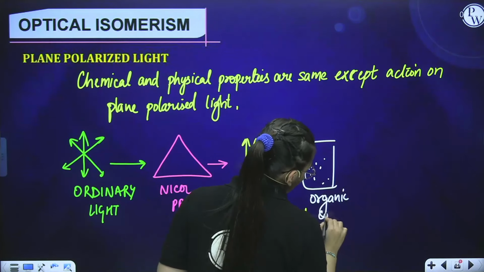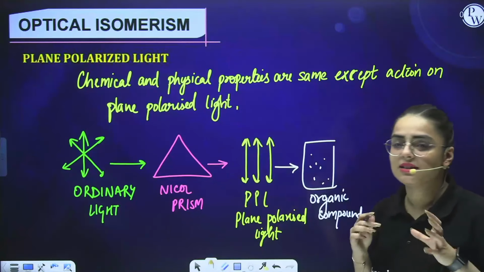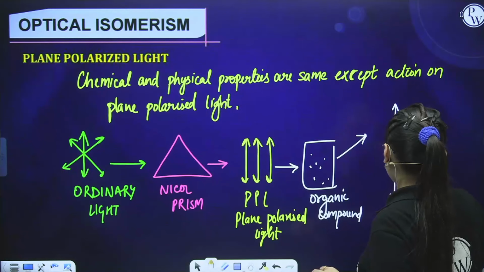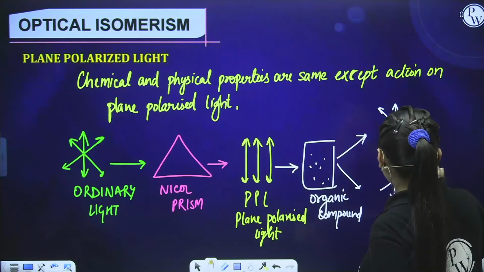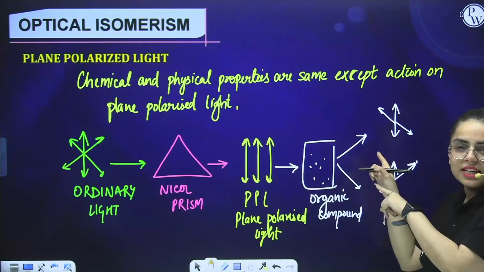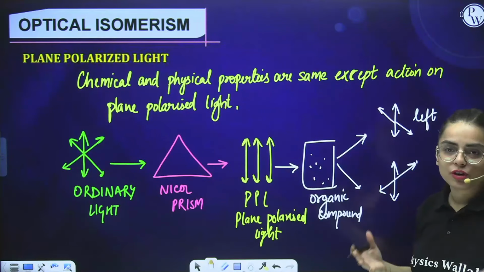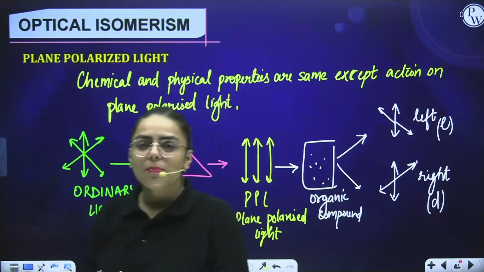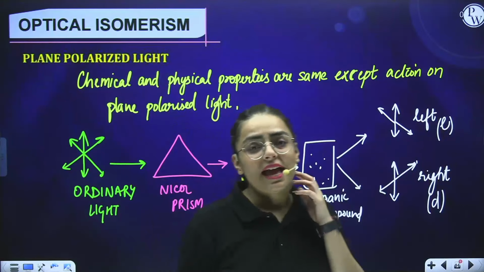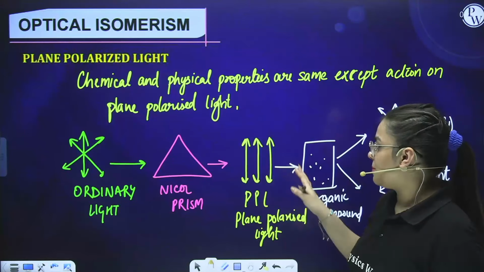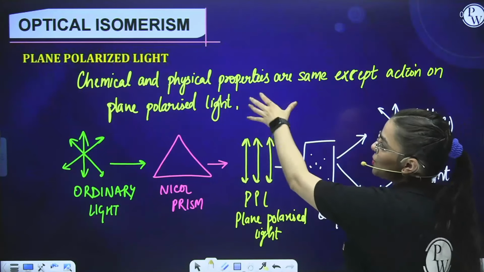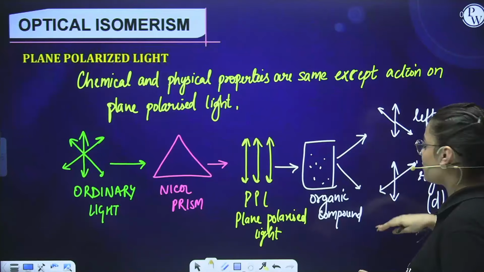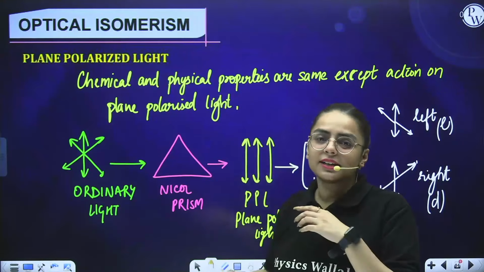What we observed is that this PPL, plane polarized light, gets rotated in two different directions. It was like this, it was like this. Now either it is rotated in this direction or it is rotated in this direction. Two cases were seen. When it is rotated in the left direction, it is known as levorotatory, and when it is rotated in the right direction, it is known as dextrorotatory. Clear? So this was about how the plane polarized light topic came up and how we need to check the optical activity over here. So this was the experiment through which we got to know that optical isomerism arose. Chemical and physical properties are the same except action on plane polarized light, where its properties got changed because the direction got changed. Either it is converted into left or it is converted into right. So we will see this concept in detail, each and every topic.